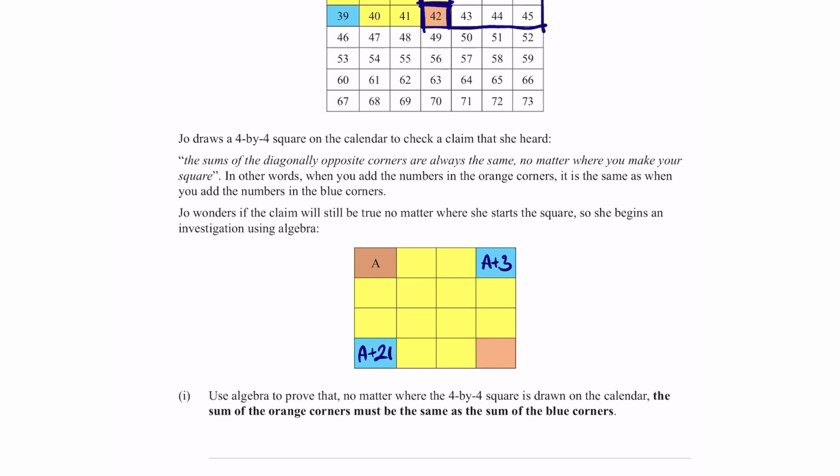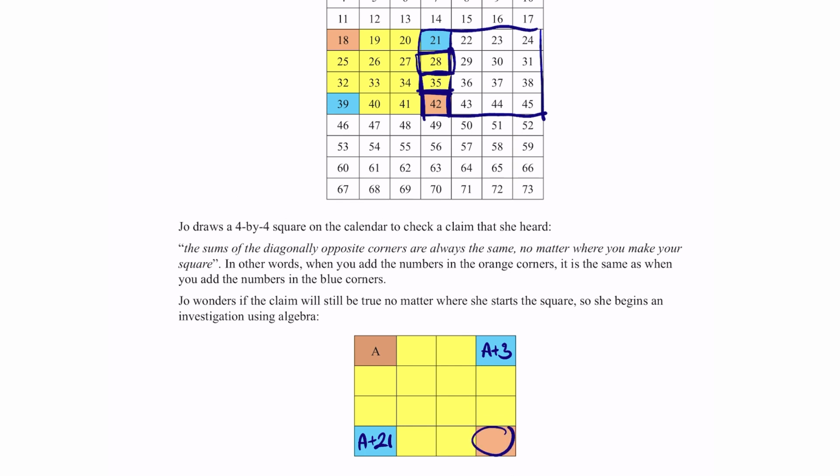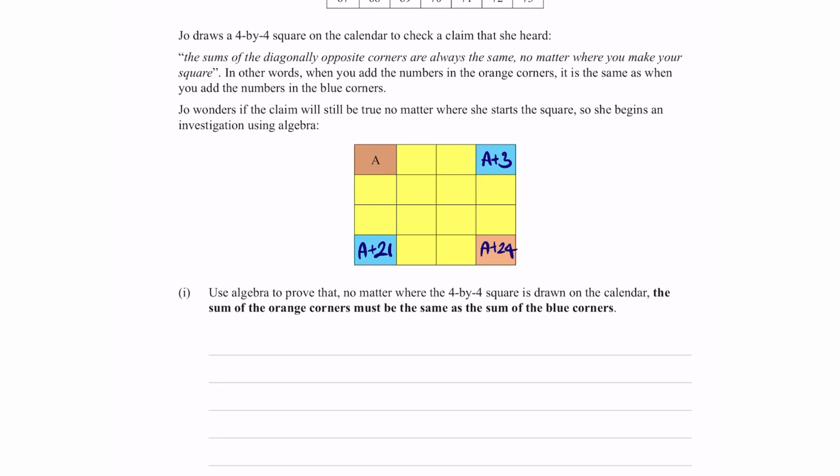And then finally, we know that this square here is simply going to be like the square here, just 3 added on. So if I know that this square here is a plus 21, this is 22, 23, and 24. So we know that this square here is a plus 24. This is specifically for a 4x4 square. So now that I've got the values of all the corners, I can simply sum the orange corners and the blue corners and see if they are equal.